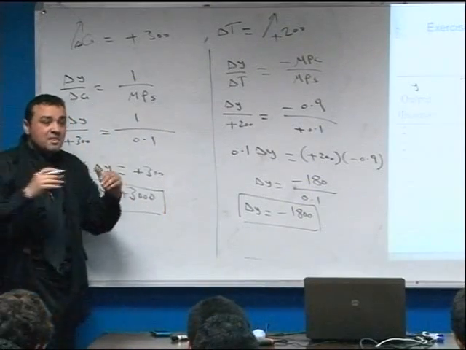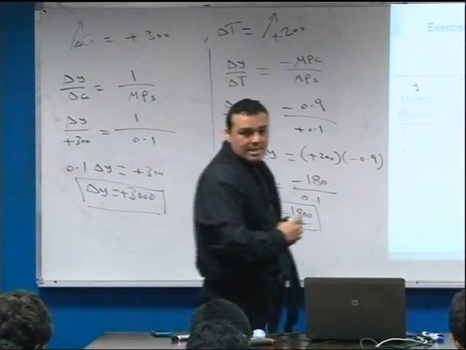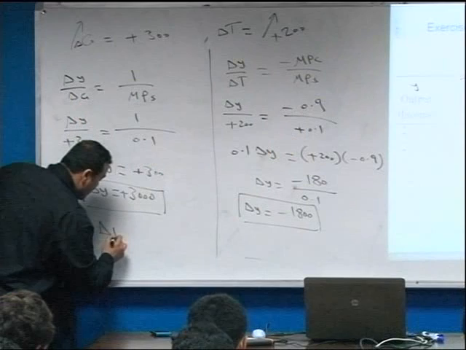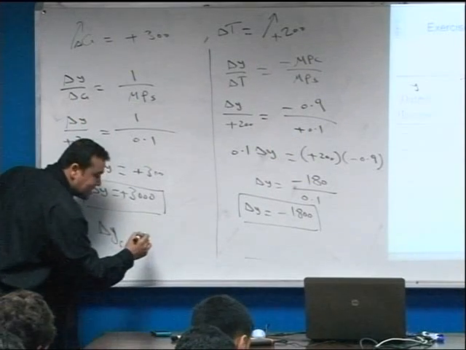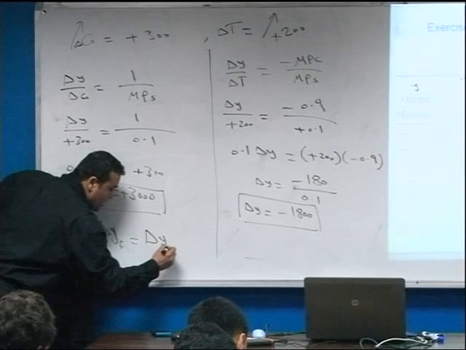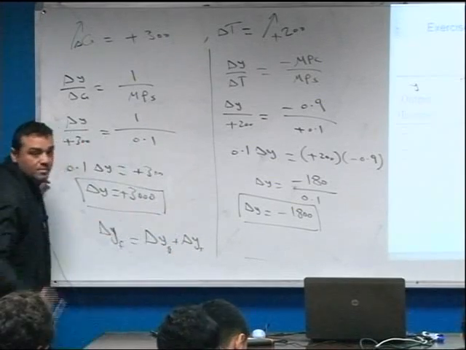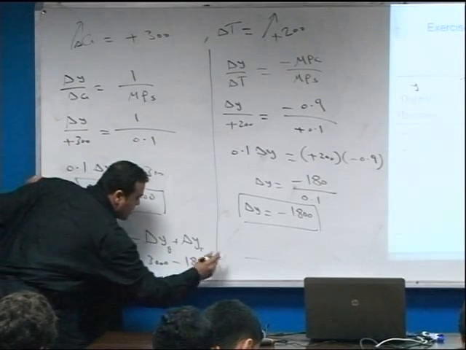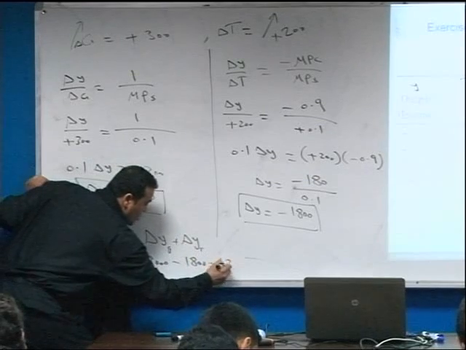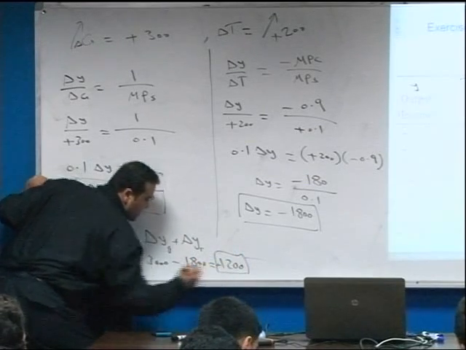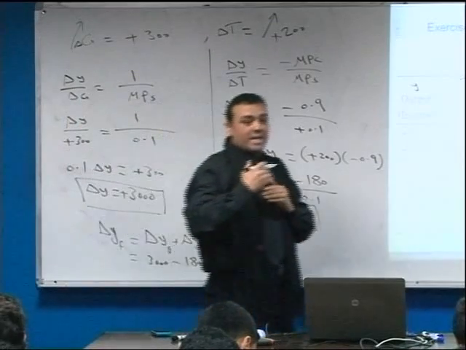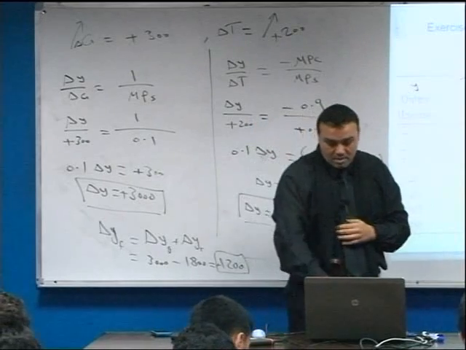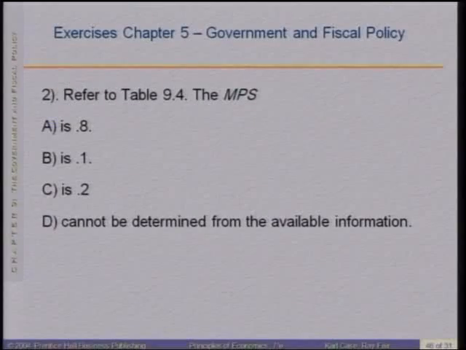So calculate the final change in the aggregate output. How much is the final change? So the final change delta Y final equals delta Y from G plus delta Y from T, which equals 3,000 minus 1,800 equals how much? 1,200, positive. So the final result would be an increase in the aggregate output. Okay? Let's go to another exercise.